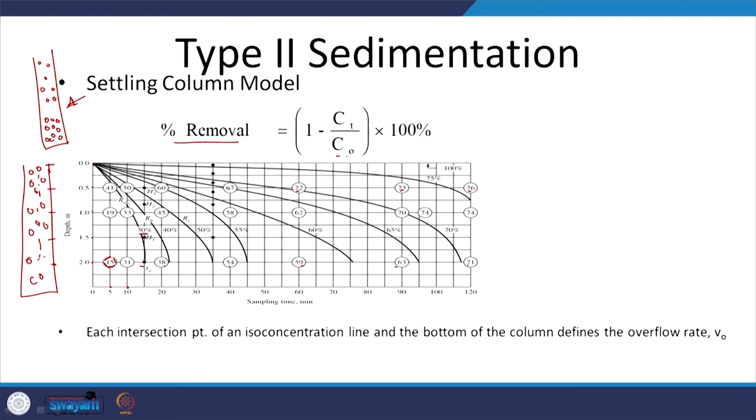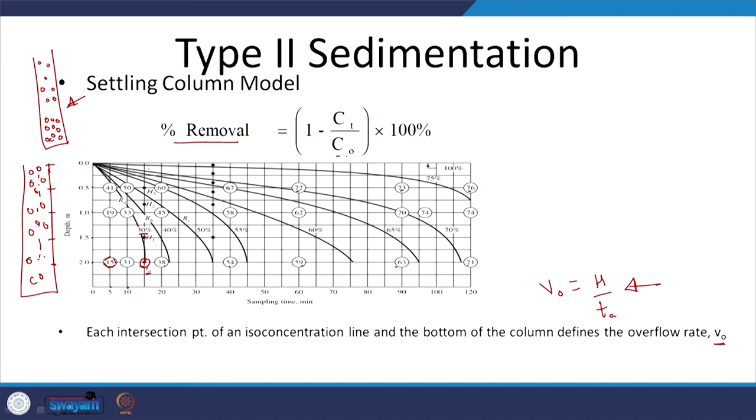The point of intersection of this curve with the bottom of my tank will define the overflow rate. V naught will be equal to H by T A. Depending upon that, you can calculate the relevant removal for that particular overflow rate V naught, for this particular detention time. This is the detention time, and this line is based on your interpolated data. For this detention time, I can calculate the overflow rate, and the removal at that particular overflow rate.